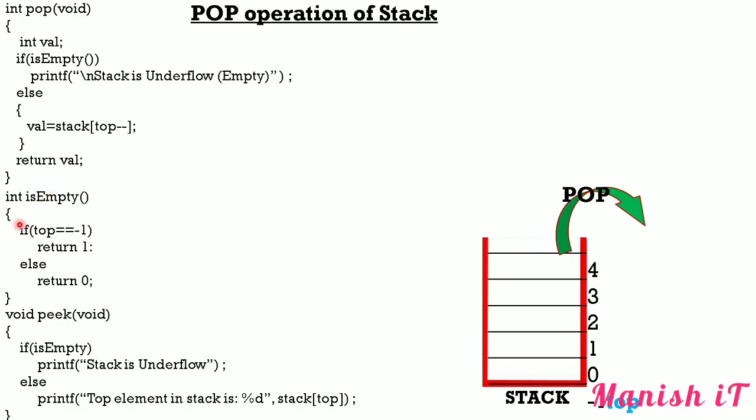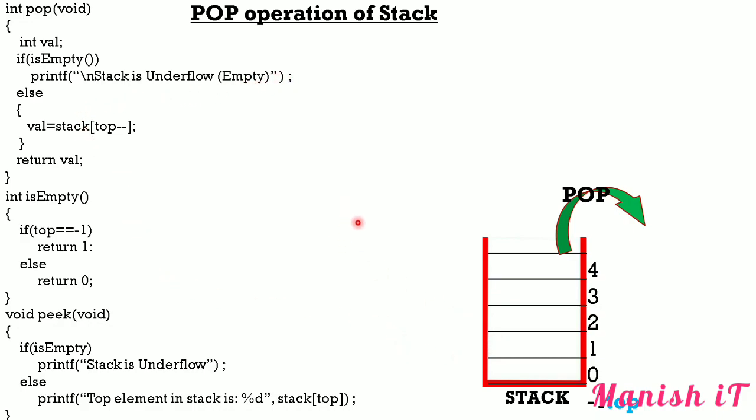So the is empty function is declared here. Whenever our compiler comes here, it searches within the program for the is empty function definition. So it comes here and checks once again: if top is equal to -1, then it returns 1, otherwise it returns 0. See here, our top is -1. In this situation -1 equals -1, so it simply returns 1. That means it prints that the stack is underflow, that means empty.